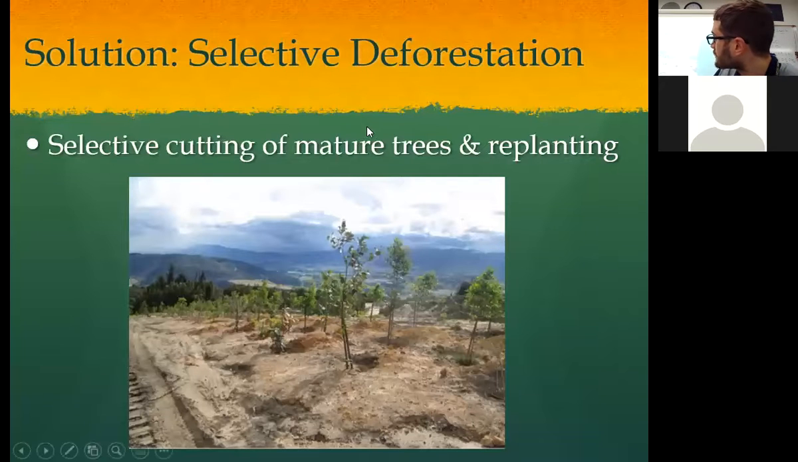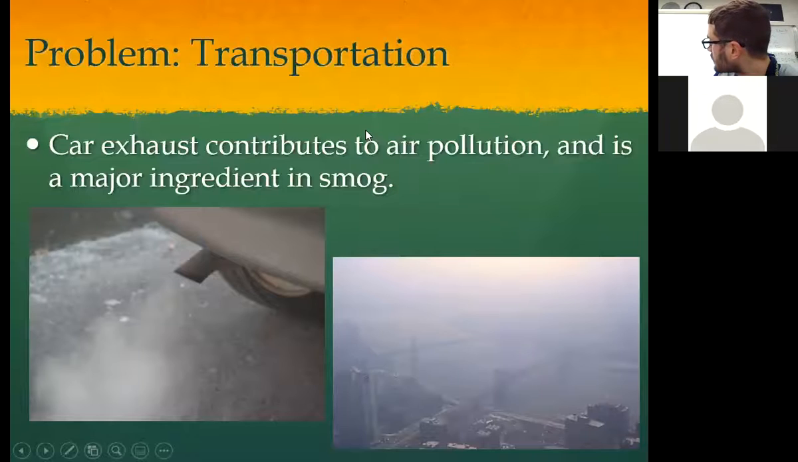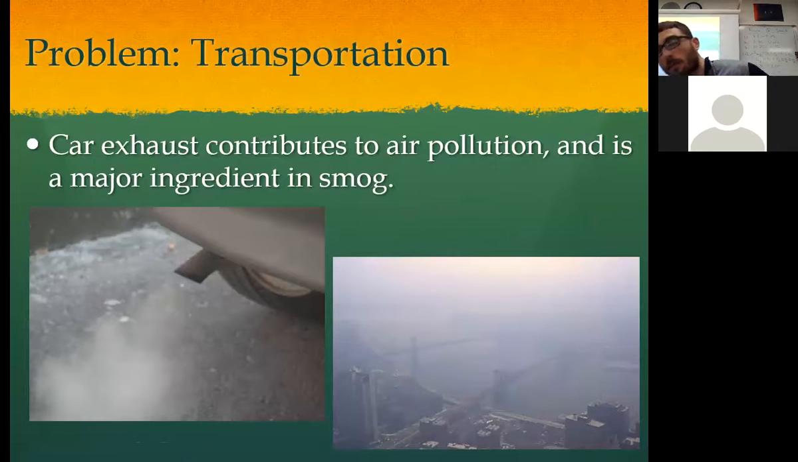Let's now move on to our last category, transportation. What's bad about transportation? Obviously, the number one mode of transportation is cars, okay? And how are cars bad for the environment? Well, the car exhaust that comes out of the engines and the tailpipes.